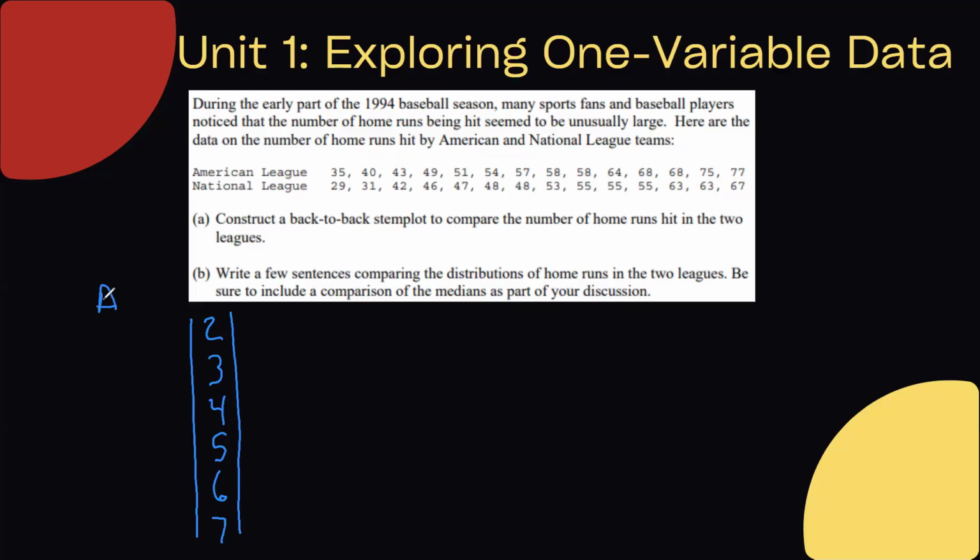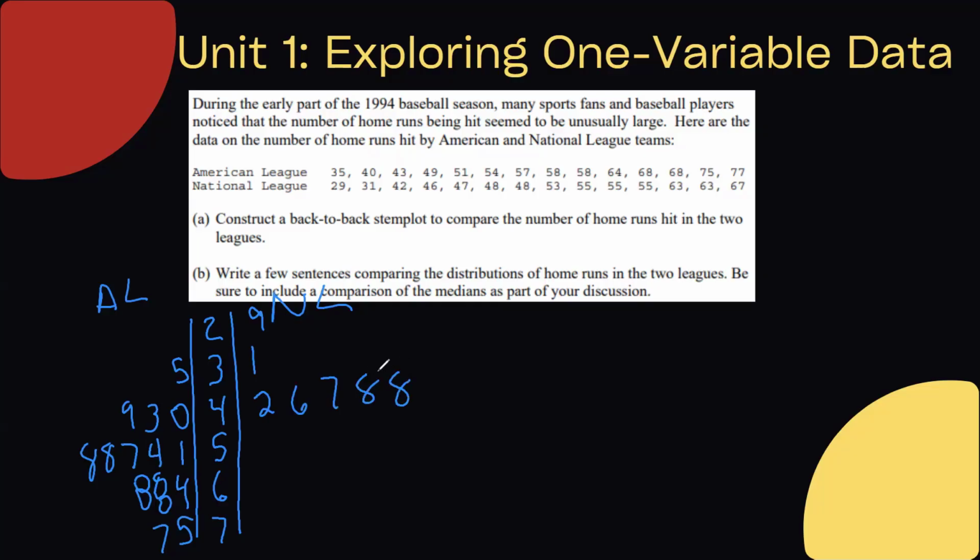So for the American League, there are no 20s. They start at 35, and then you have 40, 43, 49, 51, 54, 57, two 58s, 64, 68, 68, 75, and 77. For the National League, you have a 29, 31, 42, 46, 47, two 48s, 53, three 55s, 63 two times, and a 67.